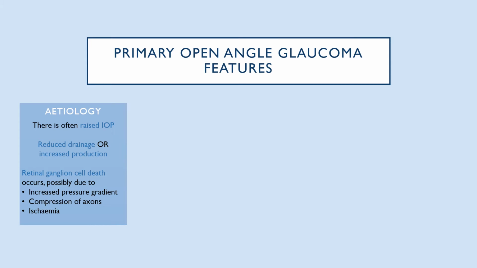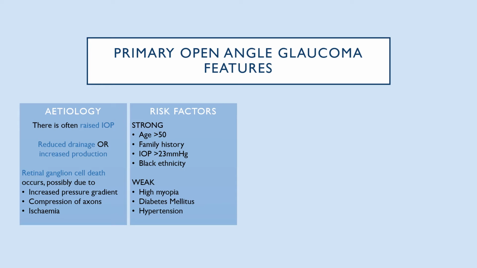The raised intraocular pressure results in retinal ganglion cell death. Now, the exact mechanism of this is not completely understood, but it's thought that it's possibly due to increased pressure gradients, compression of axons, and ischemia of the ganglion cells.